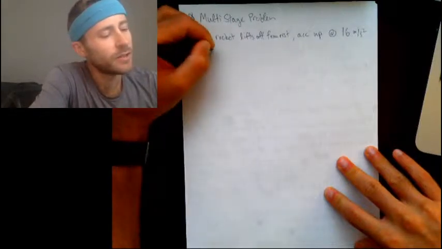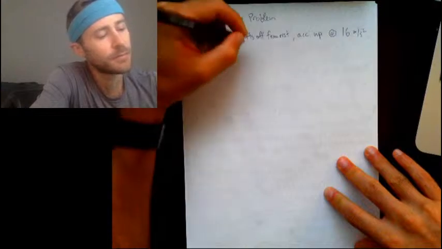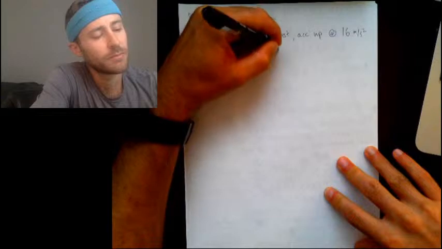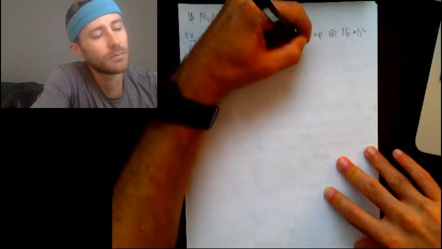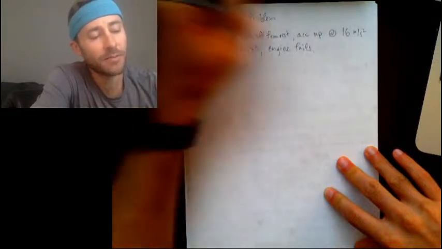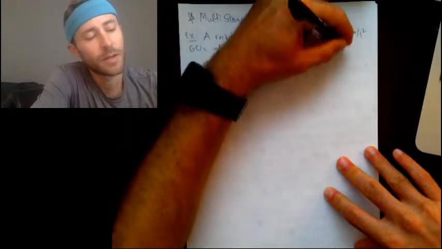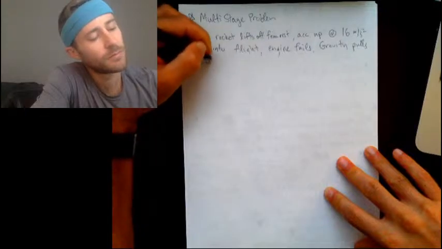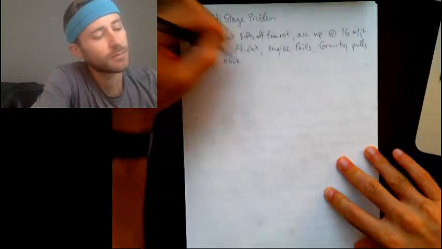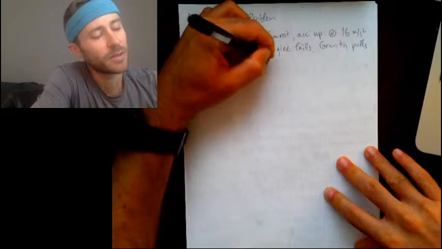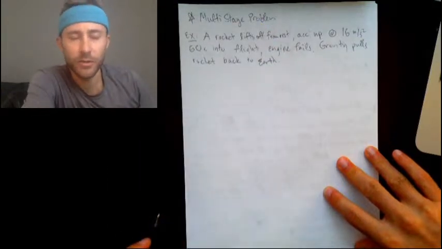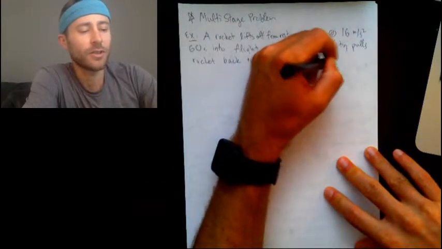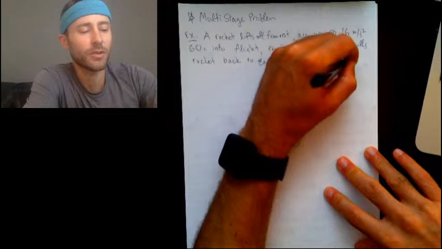60 seconds into the flight, the engine fails. Gravity pulls the rocket back to Earth. So we want to examine this situation. Now, if this is your first time taking physics, gravity causes an acceleration of negative 10 meters per second squared.